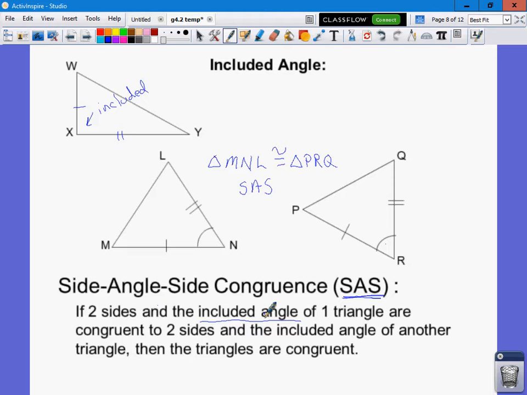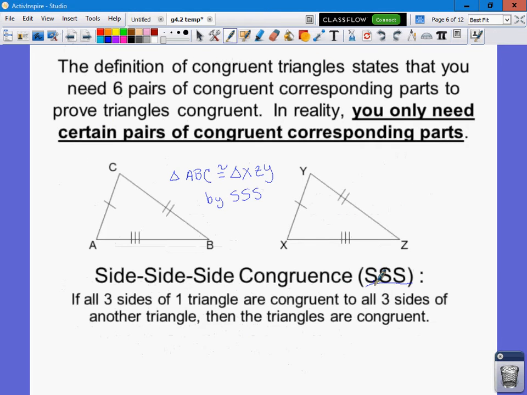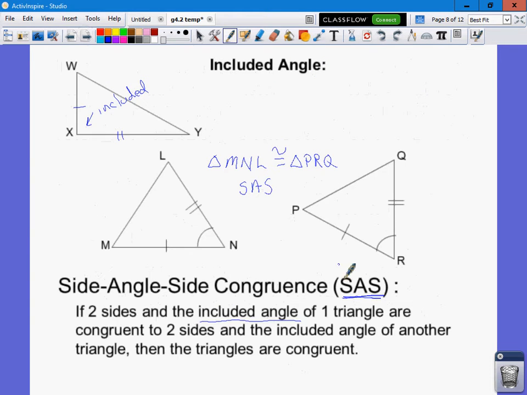So yesterday, to state two things were congruent, we had to have all the angles and all the sides. Today, if we're working with triangles, I can do side, side, side, or I can do side angle side, where that angle is the included angle between the two sides.